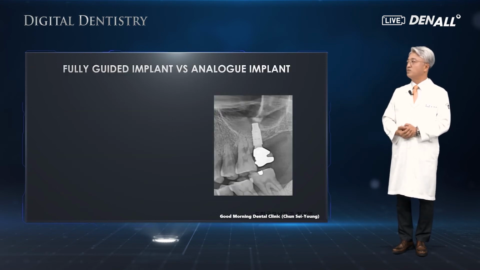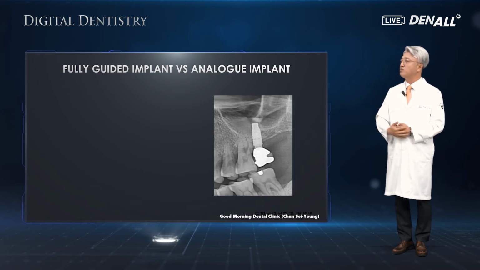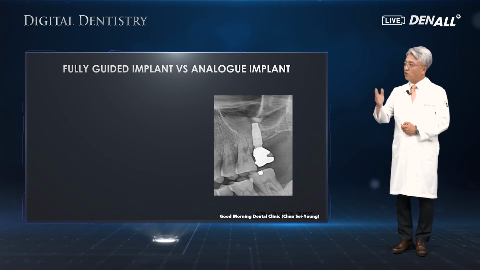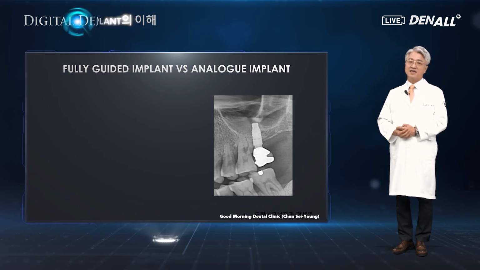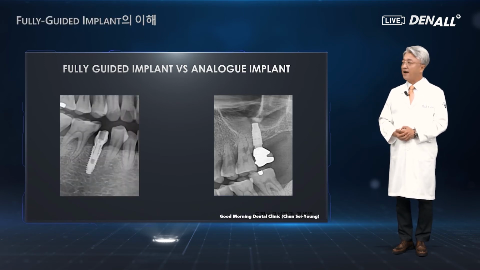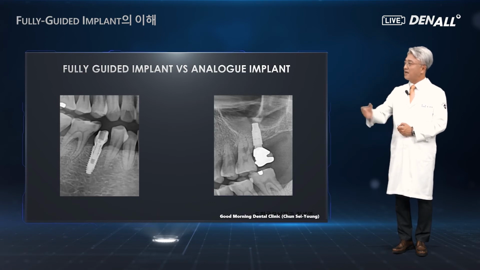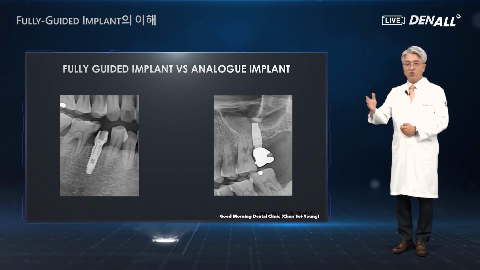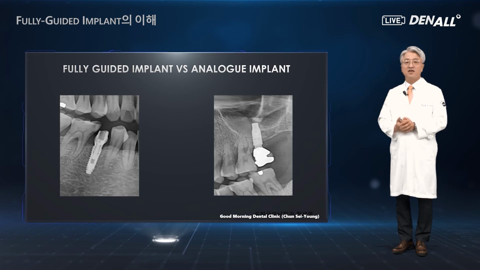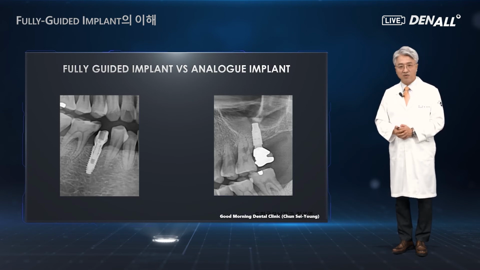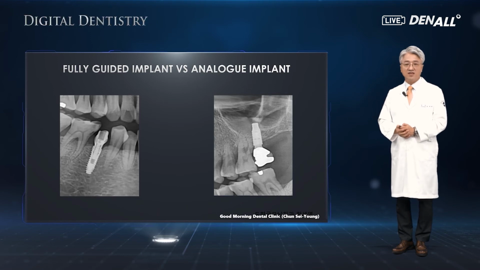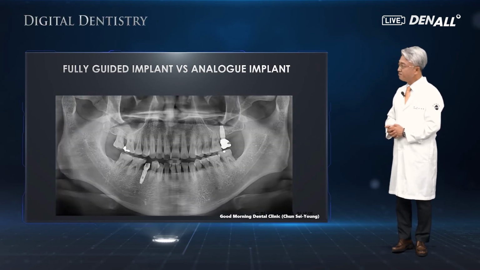This is the implant I placed myself. I regret that there should be more gap between the fixture and the adjacent tooth. However, with the guided surgery, as you can see in a very narrow space, a very appropriate implant position can be made with the proper prosthesis. That's the characteristics of the full guided surgery.